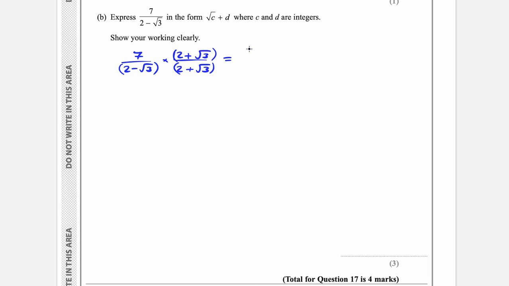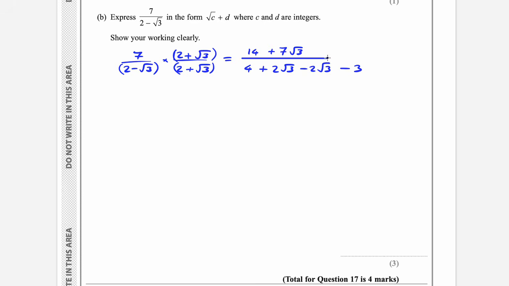7 times 2 is 14. 7 times root 3 is 7 root 3. Bottom, 2 times 2 is 4. 2 times root 3 is plus 2 root 3. Negative root 3 times 2 is negative 2 root 3. And negative root 3 times root 3 is negative 3.